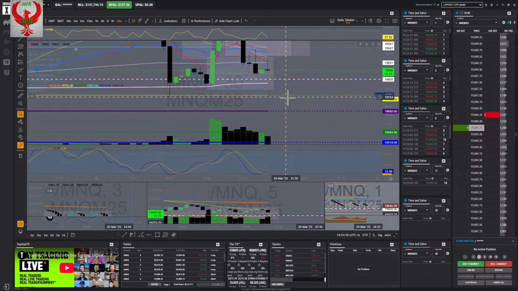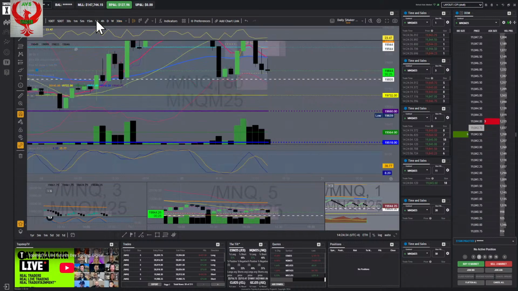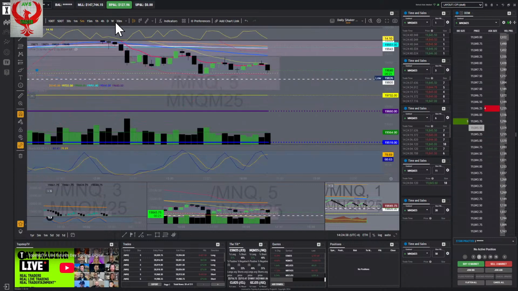Yeah, 30 minutes and these wicks, I like that. I like that a lot. Always found a 30-minute chart to be one of my favorites for intraday trading. It seems like those are all the good levels off the 15 or 30 minute.